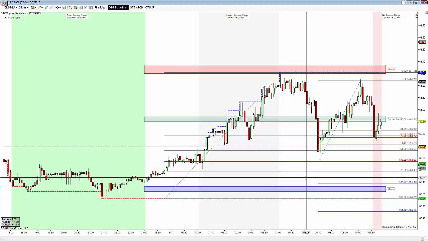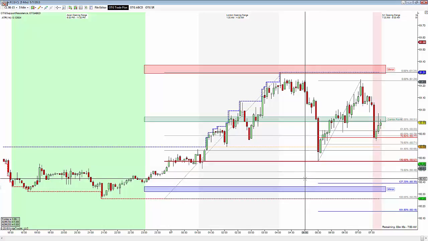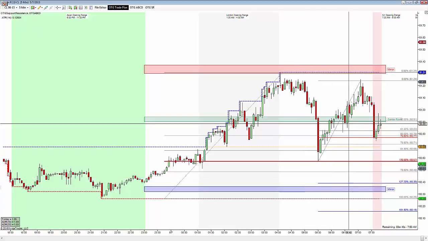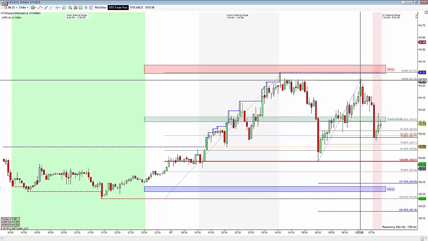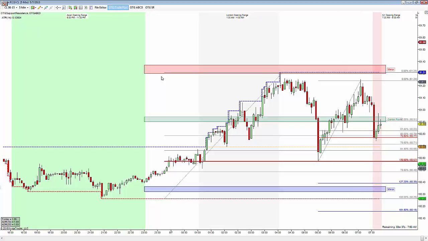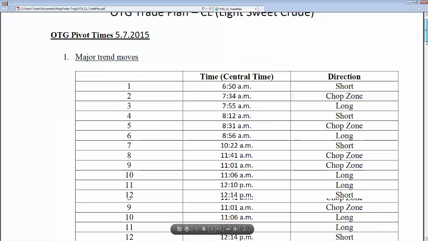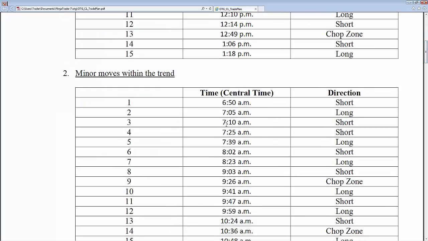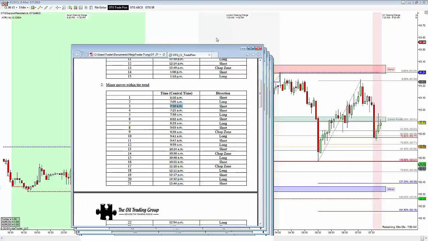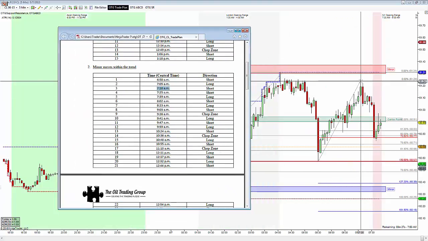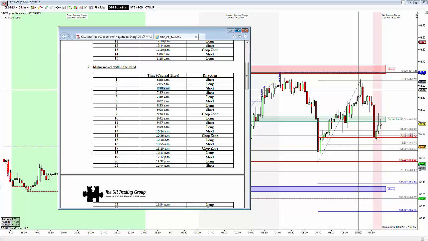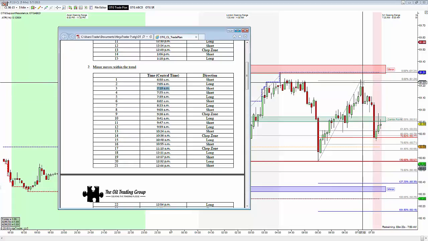The 70.5 came down right to the tick and then made this big move up until right around your trade plan time. Let's take a look at this really quickly. Right around your trade plan time this morning, you were looking for a 7:10 a.m. short, and that is right up here at the top. You had a 7:10 a.m. short right here. That's this bar right here.